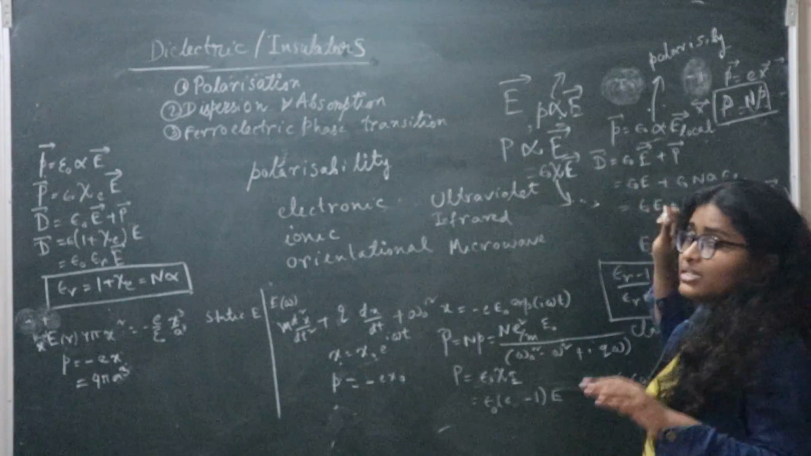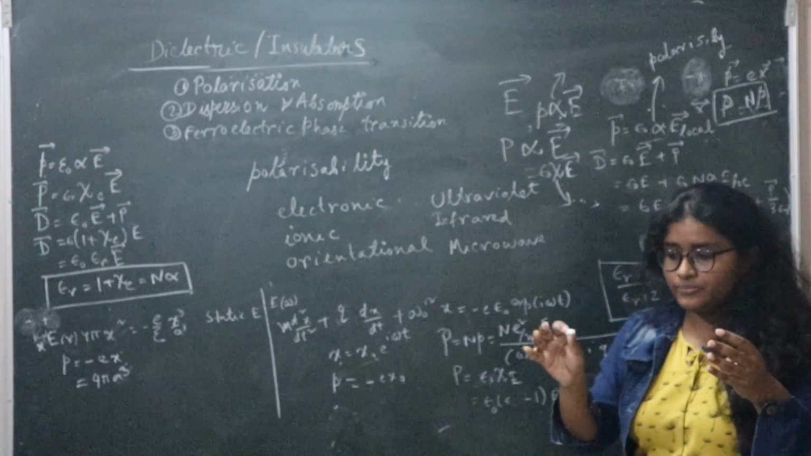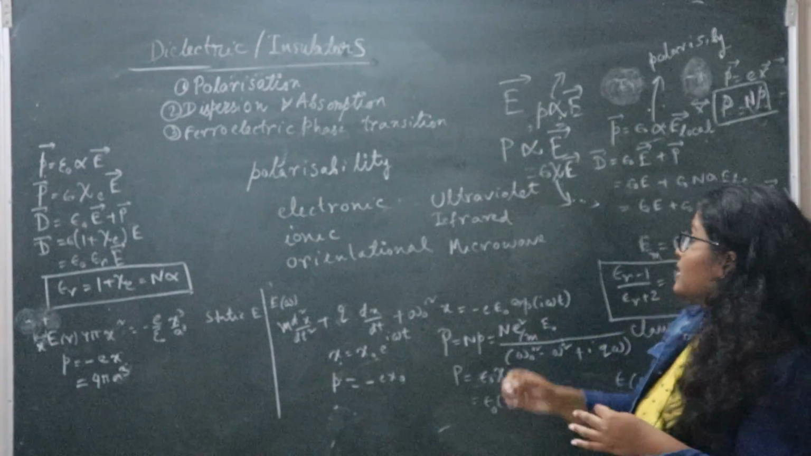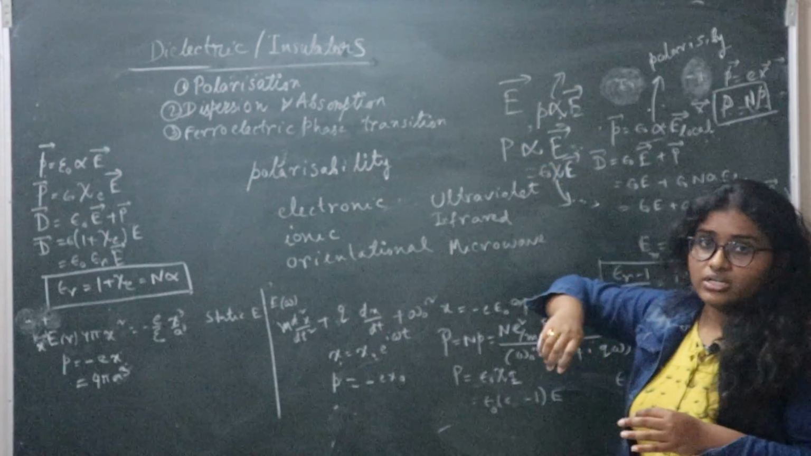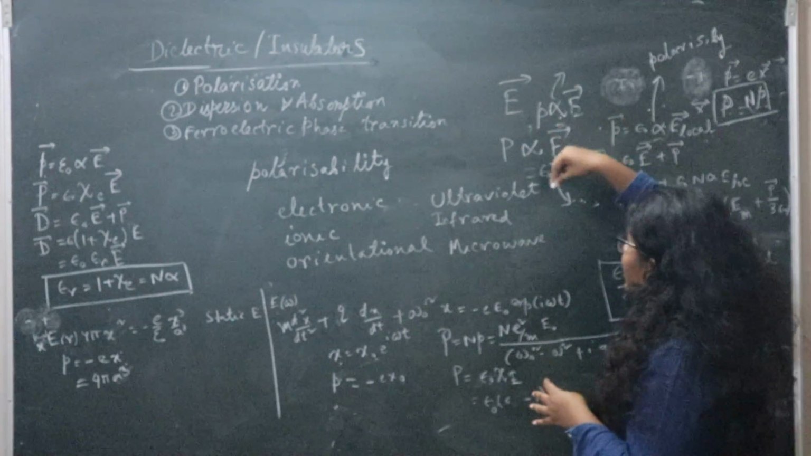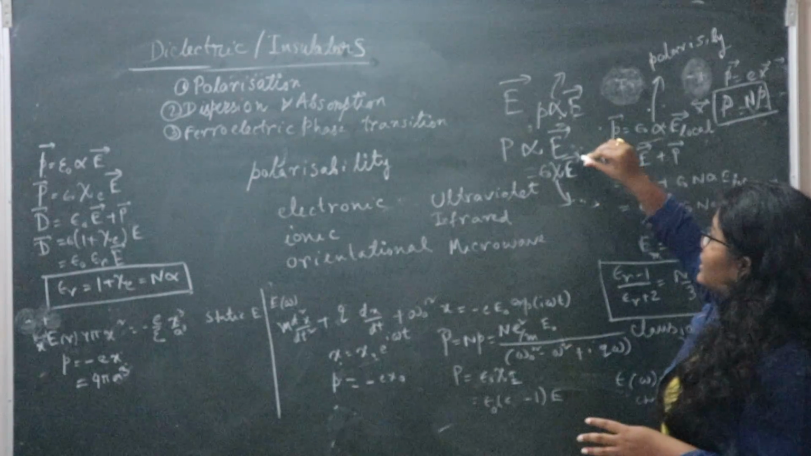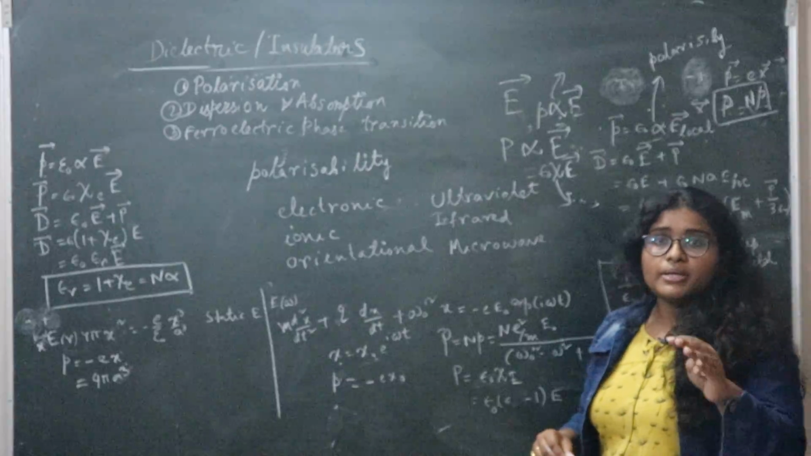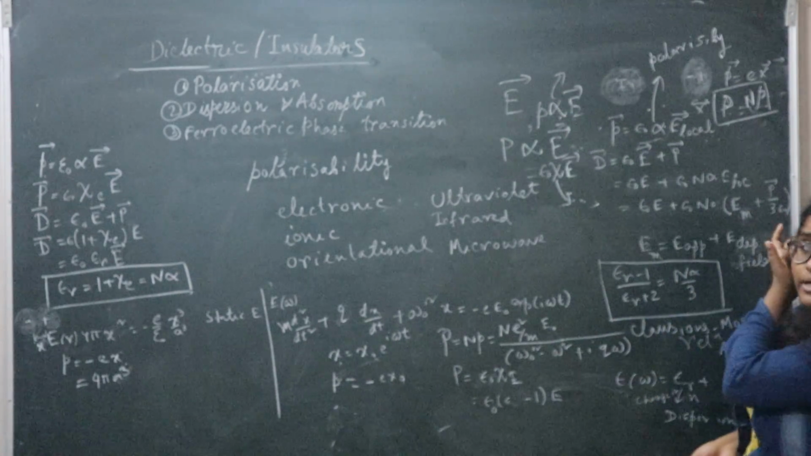What do you mean by susceptibility? Susceptibility means the degree of polarization, that is, how much polarization a material can generate from the applied electric field. It depends on the properties of the material. The polarizability and susceptibility all depend on the properties of the dielectric material.